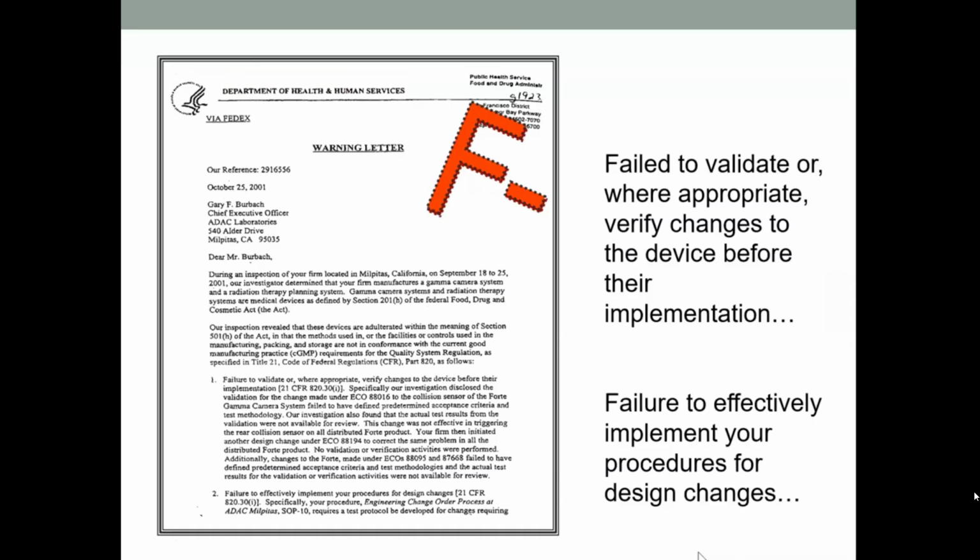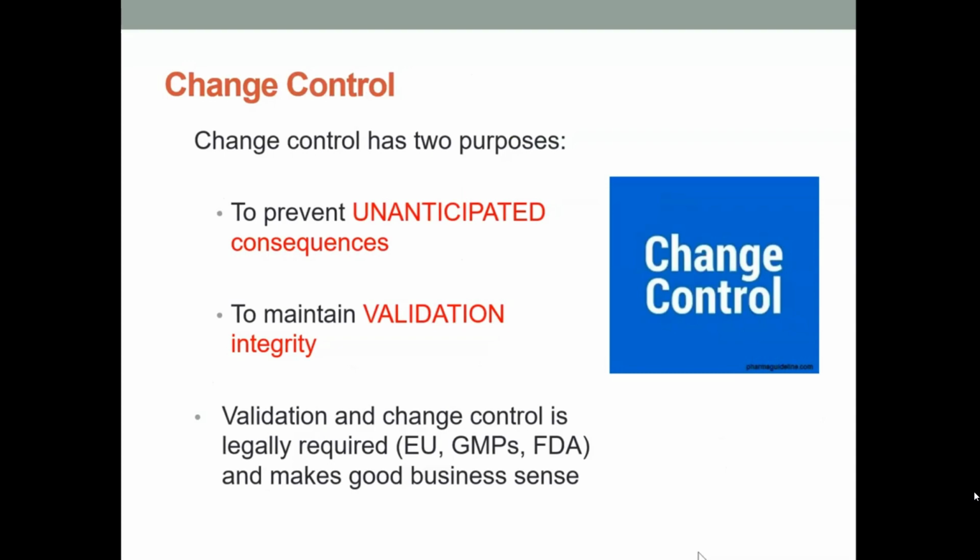Regulators would be very interested in how a site manages change control, because it's one of the key ways of ensuring that you're maintaining your validated state of your equipment, your systems, your processes, etc. Change control has two purposes. Number one, to prevent unanticipated consequences. Number two, to maintain validation integrity. And validation and change control are legally required in the GMPs, as we mentioned, but they also make good business sense.